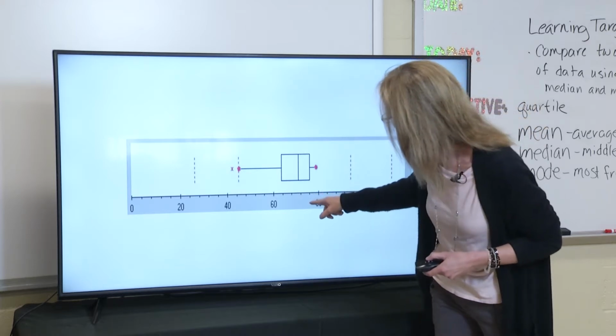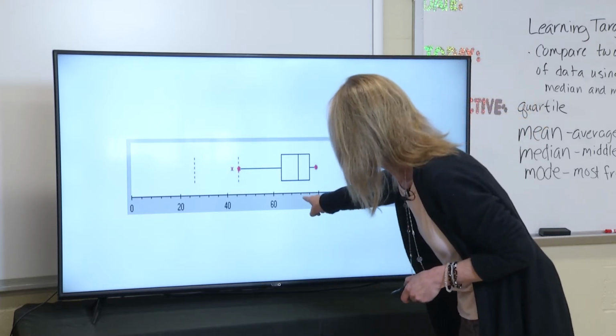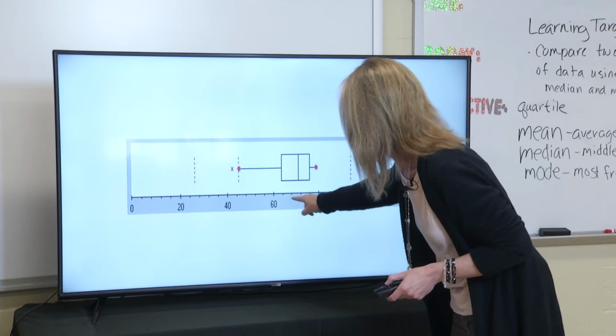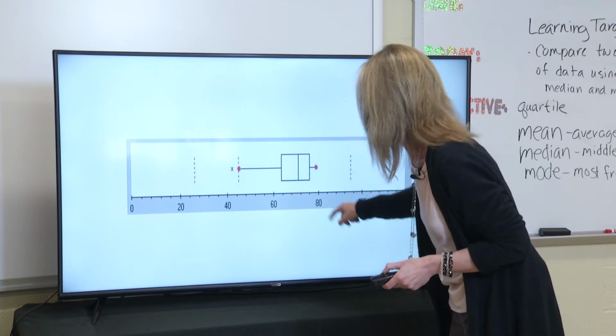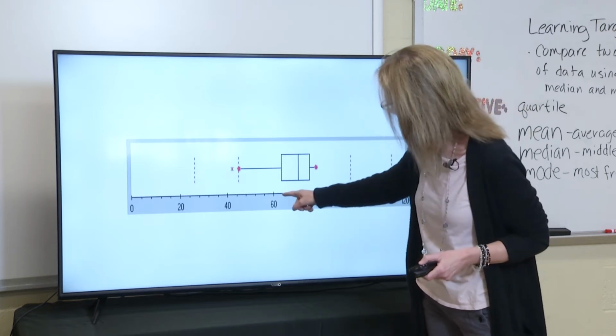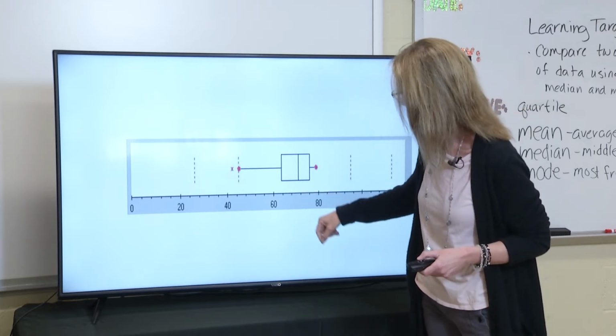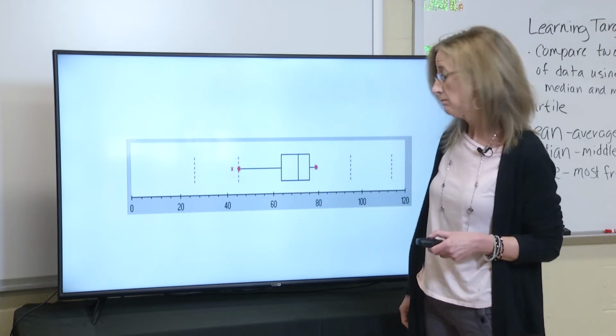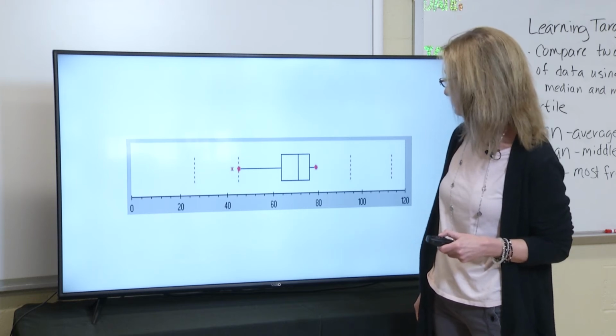So if we look at this one, this line, this is 60, this is 80, 1, 2, 3, 4, 5. So this line would be about what? 60, 1, 2, 3, 4, 5, 67, 68.